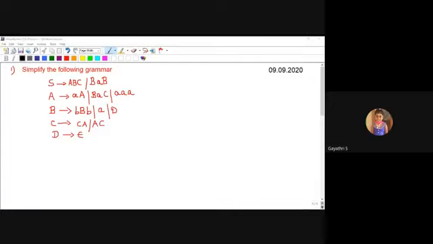So what is the first step? Step number 1 for simplification of context-free grammar. Null, unit, useless. Very good. First, eliminate null productions. Second, eliminate any unit productions. Third, eliminate useless symbols. And this is the safest order. So removal of useless symbols, keep it as the last step. Okay, it's the solution.